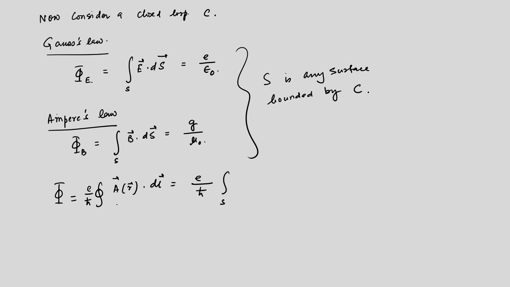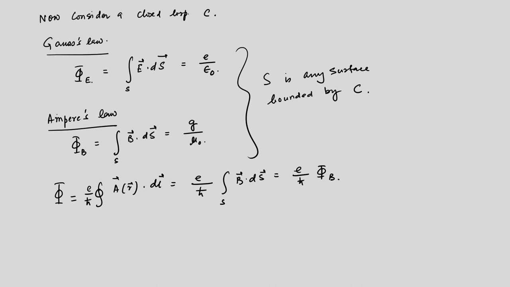We'll apply Stokes' theorem, and Stokes' theorem says that the line integral of A dot dl of any vector is equal to the surface integral of the curl of that vector, where the surface is bounded by this closed curve C. So this is equal to the integral of B dot ds, and this is nothing but e over h cross times phi, which is the flux of B. So this is that B dot ds, which is what we have defined as the flux of the magnetic field.